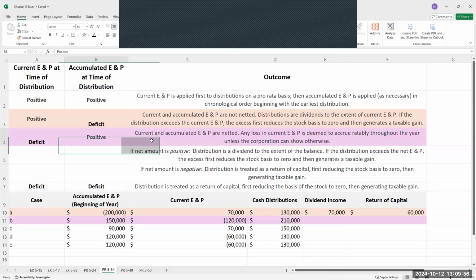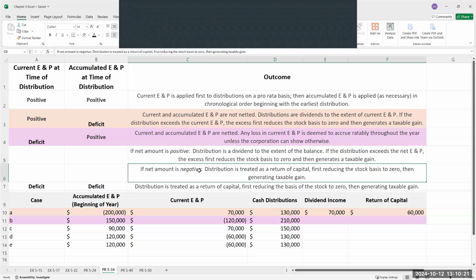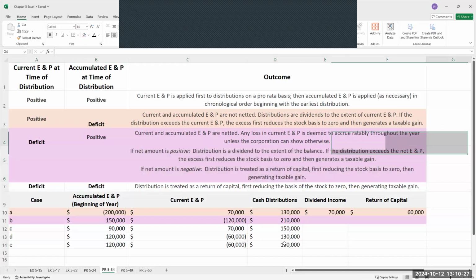All right, so we're following this set of rules. Current and the accumulated E&P is going to be netted. And in such case, any loss in the current E&P is deemed to have accrued ratably throughout the year unless the corporation can show otherwise. So therefore, if the net amount is positive, the dividend is just to the extent of the balance. And if negative, none of it is treated as a dividend. Let's make these purple as well, since this applies, right?